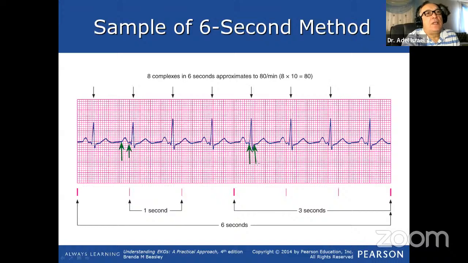If we count how many small squares, you look here, it is like 0.8. From where do I get this 0.8? It is 2 small squares. And we know that the normal should be less than 3. And we know that the small square is 0.04 second. So this distance of QRS is 0.8 second, which is also within the normal criteria of the QRS.